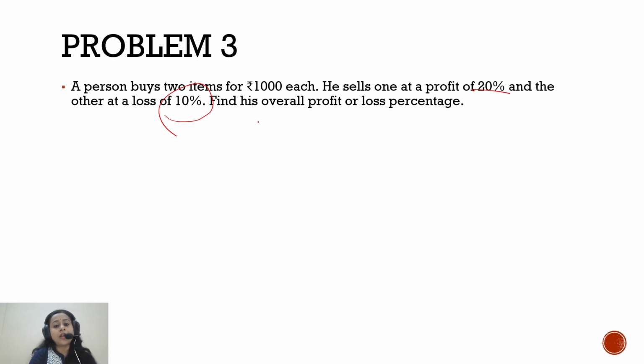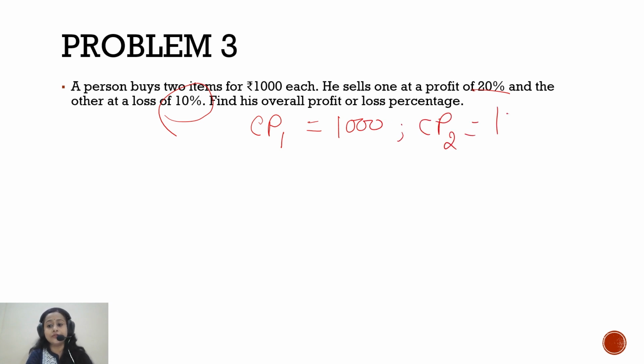So let us first write down the cost price of item 1, which is 1,000, and the cost price of item 2, which is also 1,000. So what is the total cost price? Total cost price is 1,000 plus 1,000, which will give you 2,000.